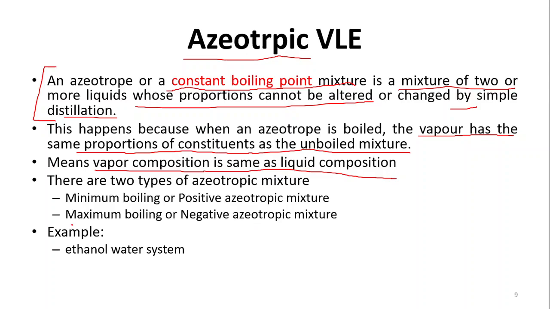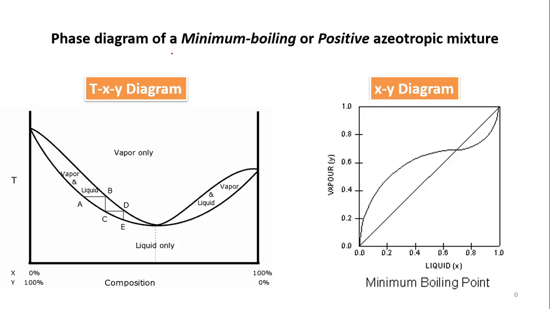So there are two types of azeotropic mixtures. One is the minimum boiling or positive azeotropic mixture, and the second is the maximum boiling or negative azeotropic mixture. Example: ethanol water is an example of an azeotropic mixture. Now let us look briefly at these two types. The first one is the minimum boiling or positive azeotropic mixture.